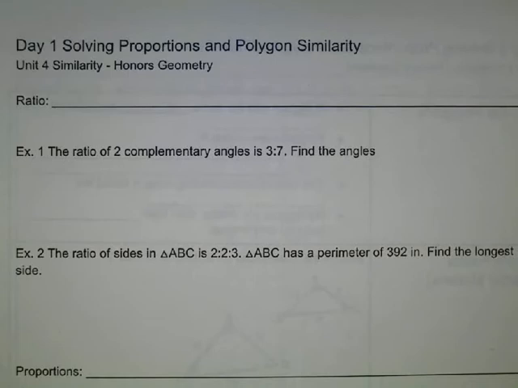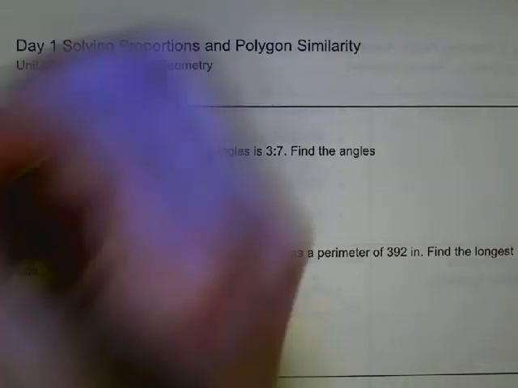Geometries. Unit 4 is on similarity. This is a very short unit. We're going to start off with just solving proportions. This is all page 1 is on. So just a ratio. The definition of a ratio is a comparison of two or more quantities.